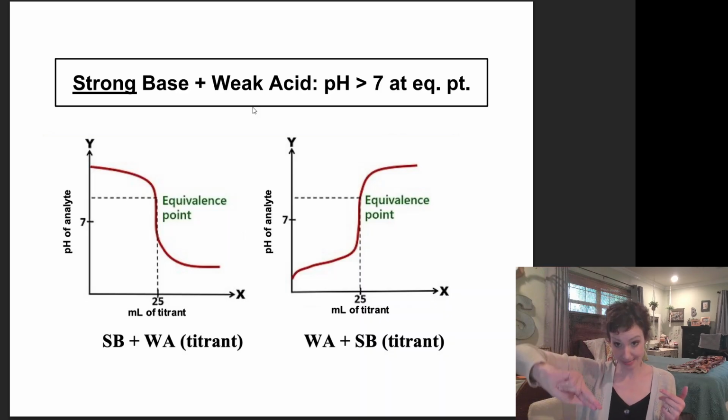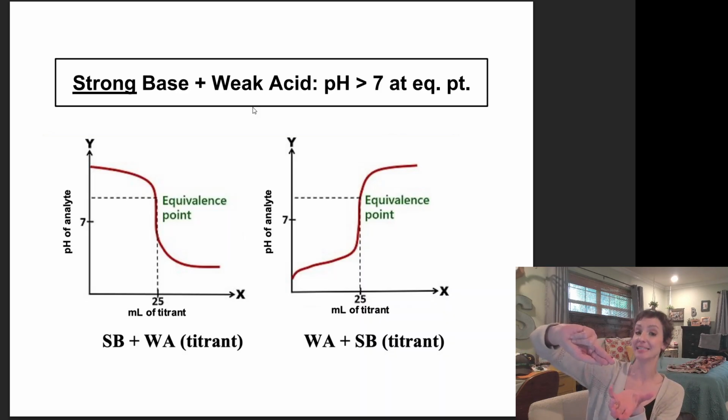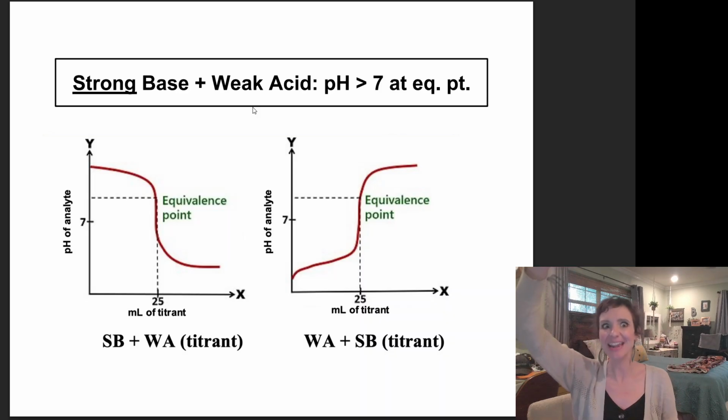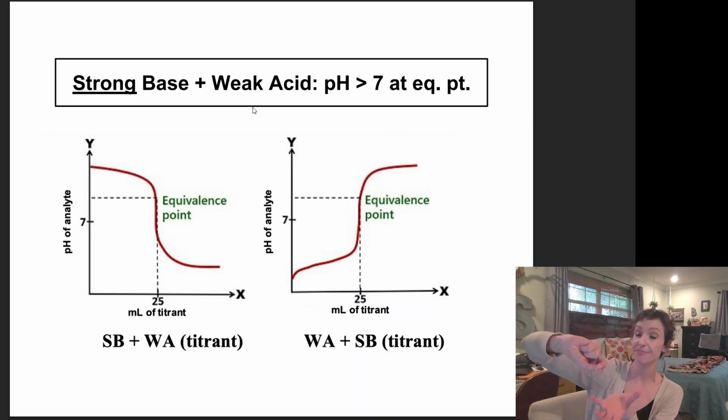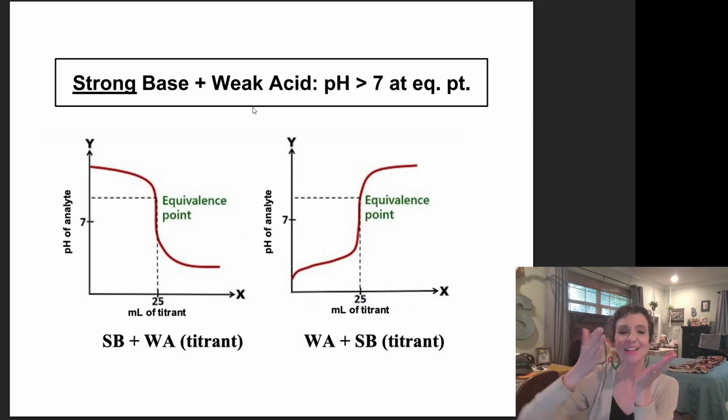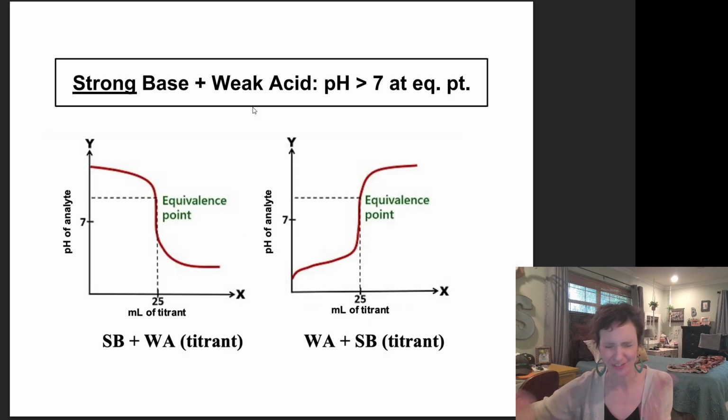I can have the base in my burette and my flask containing an acid, or I can have an acid in the burette and my flask containing a base. The shape of your titration curve lets you know what you're looking at here. Okay, so let's look at this one first. You're like, what is happening here?